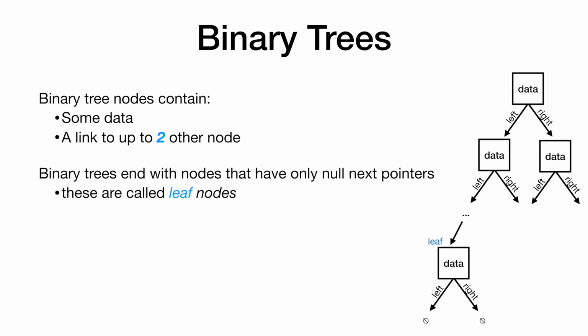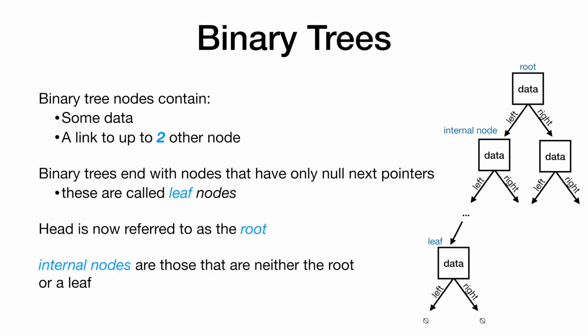And it ends when the nodes have only null next pointers. So we call leaves the nodes that only have null next pointers, right? We refer to the top of the tree as the root, and all of the other nodes that may or may not have between 1 and 2 children, we call them internal nodes, right?